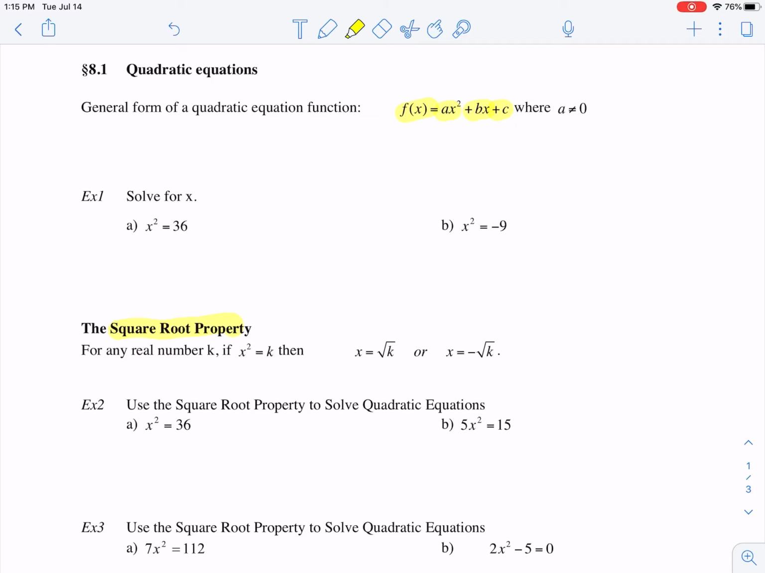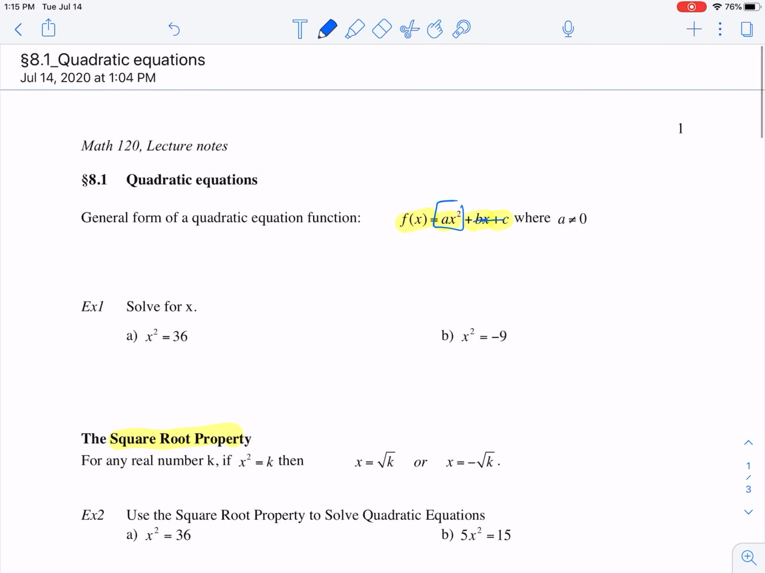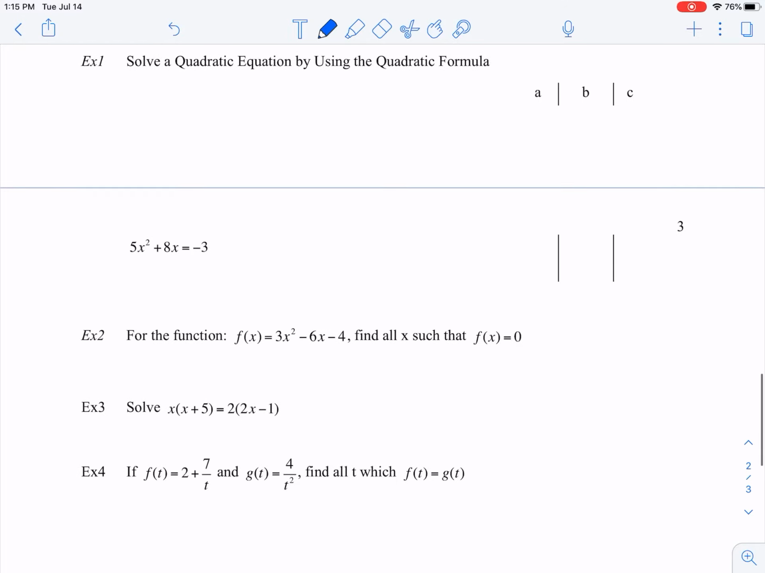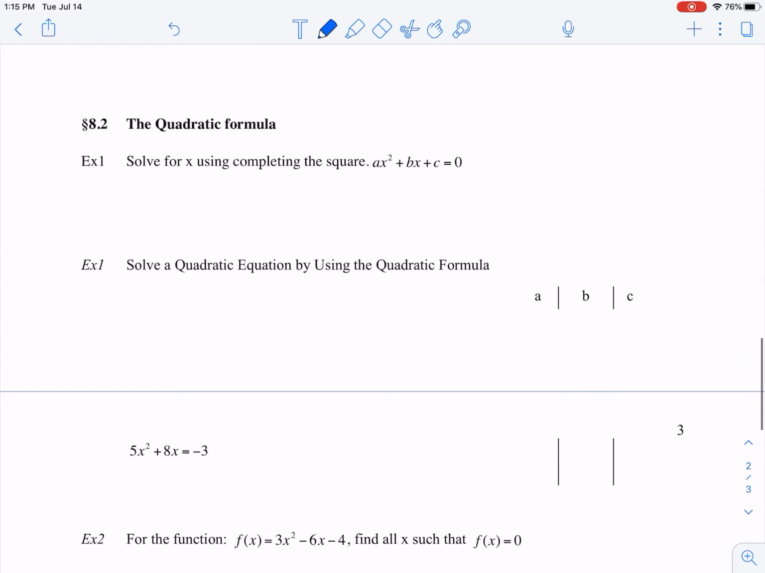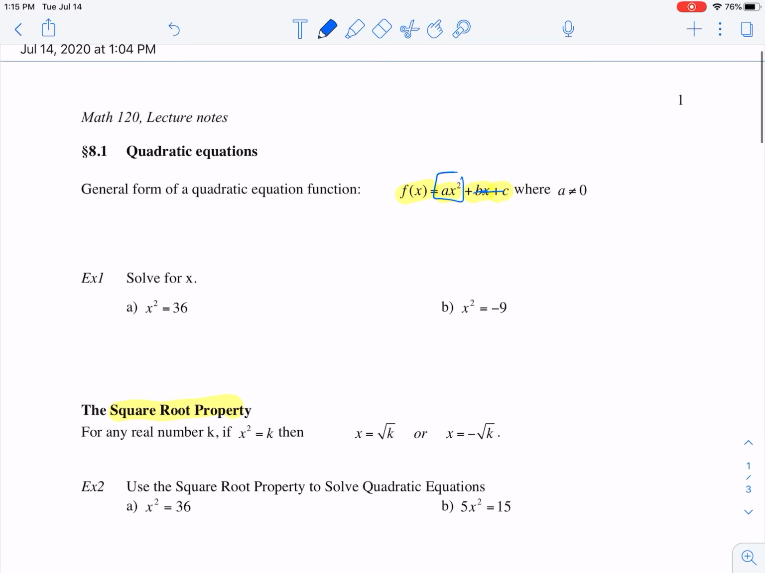So for the first couple of examples, we look at quadratic equations that are just in this form only, where the other terms are 0, right? And then in 8.2 we're going to solve quadratics where all three terms are there, and then sometimes it's factorable, sometimes not factorable. We use the quadratic formula to solve the ones that are not factorable. So 8.1 is the easier section just because we don't have the other two terms. So when we solve this type of equation, we just use the square root property.